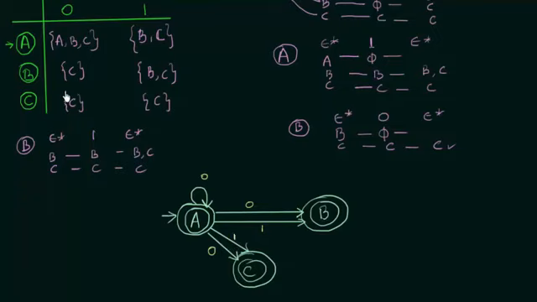Okay, now let's come to state B. B on input 0, where does it go? It goes to C. And on input 1, where does it go? It goes to both B and C. So this is on input 1. And C, where does it go? On inputs 0 and 1, C goes to C itself.